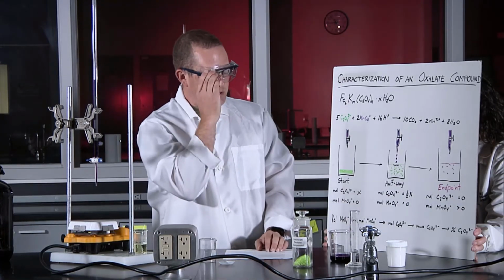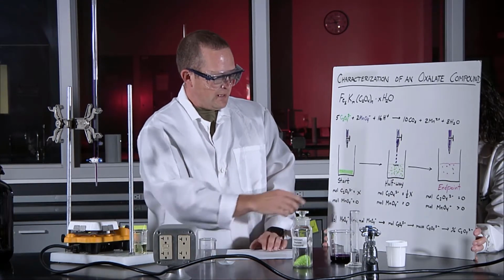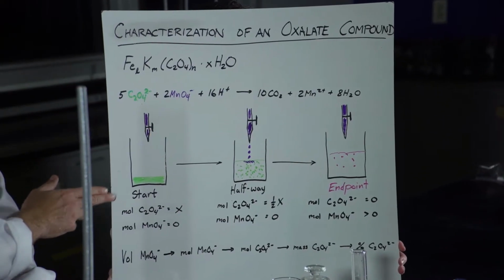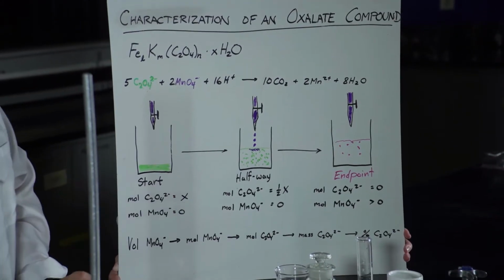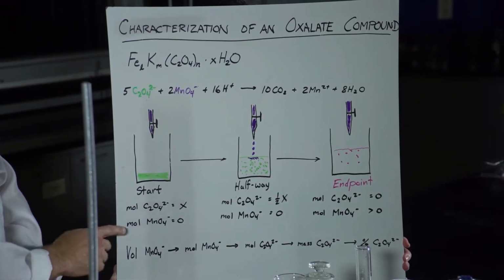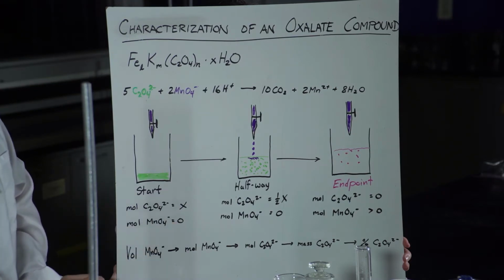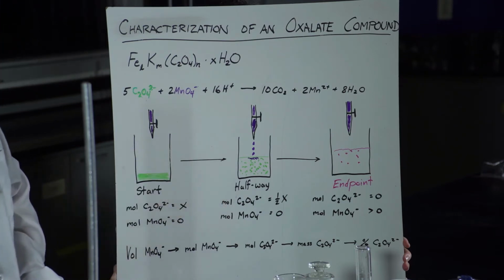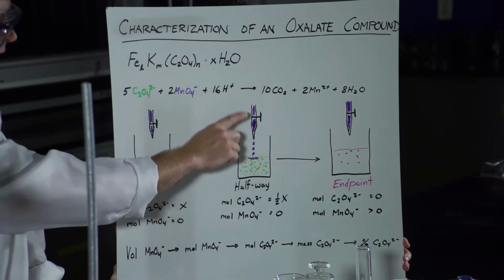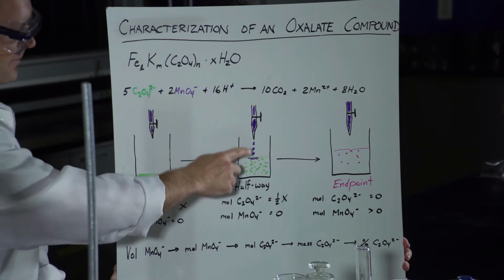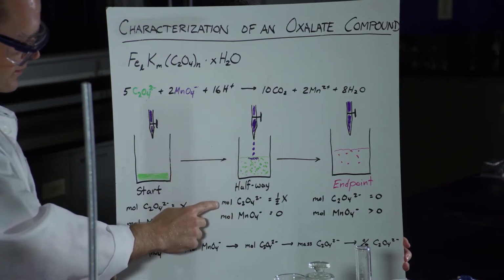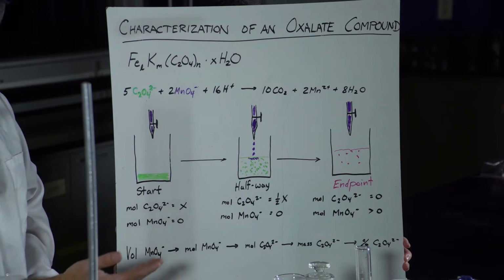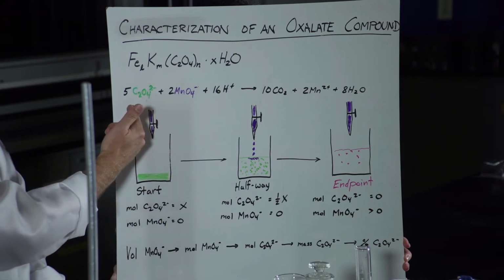What happens during a titration is that at the start, we have oxalate alone in solution. The moles are X. We don't know that; that's what we're trying to determine. The moles of permanganate is 0 before we've started. Then some time has gone by and we're halfway through the titration. We're adding permanganate from the burette, and halfway through, the moles of oxalate has gone down by half, but the moles of permanganate is still 0, because it has all reacted with the oxalate in solution.